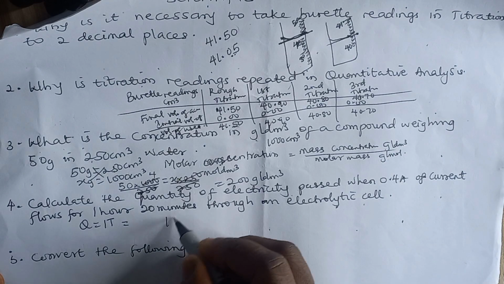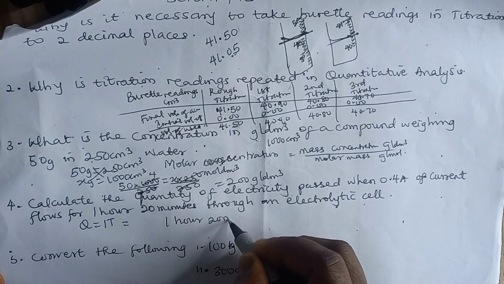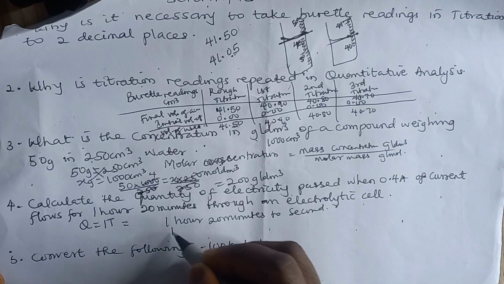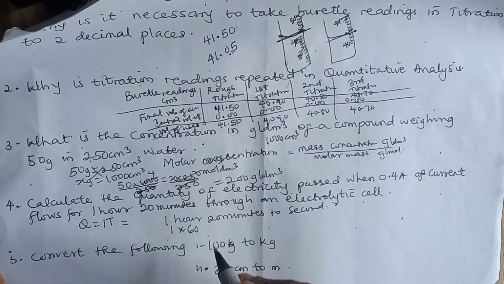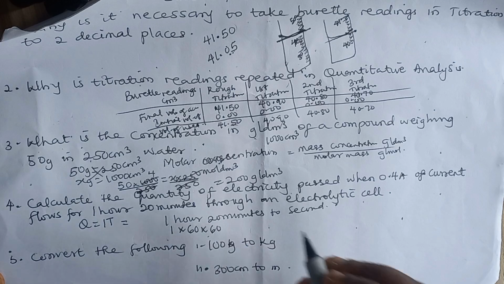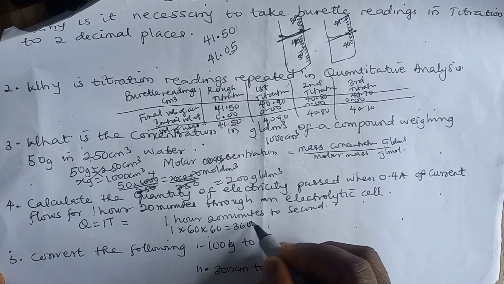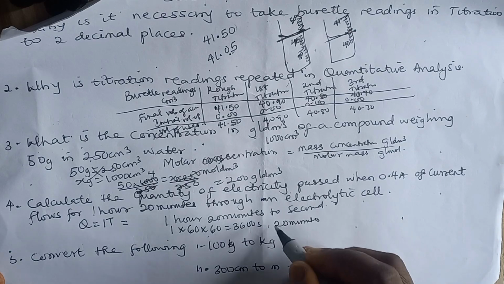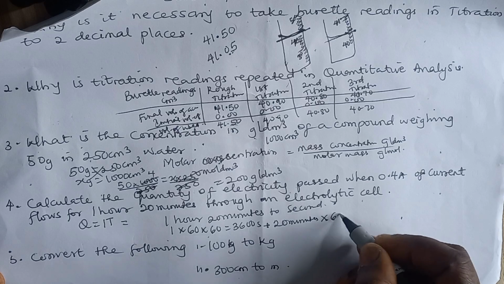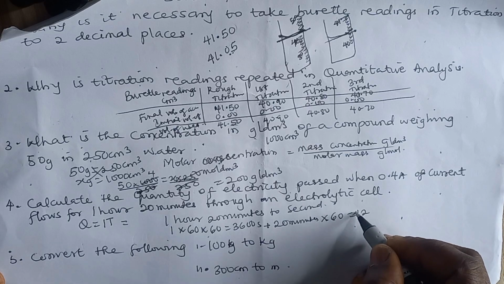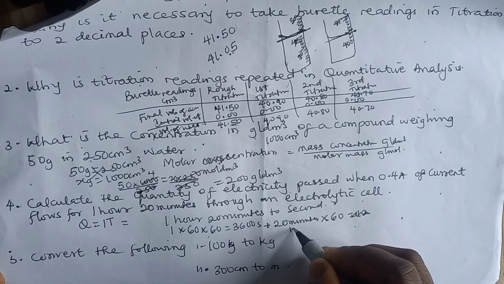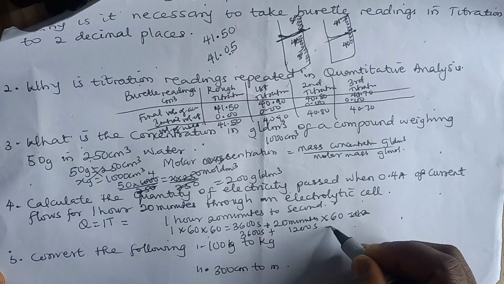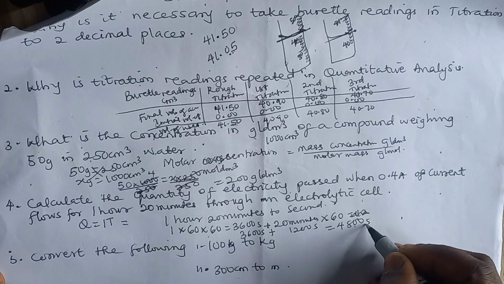So here now, converting 1 hour 20 minutes to seconds. 1 hour to minutes will give you 1 times 60 minutes, then to seconds multiplied by another 60, which is 3,600 seconds. Then the remaining 20 minutes we have to multiply by 60 seconds to give 1,200 seconds, plus the 3,600 seconds. Everything gives us 4,800 seconds.